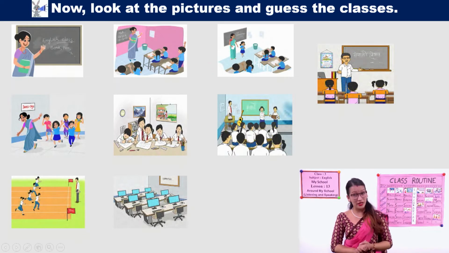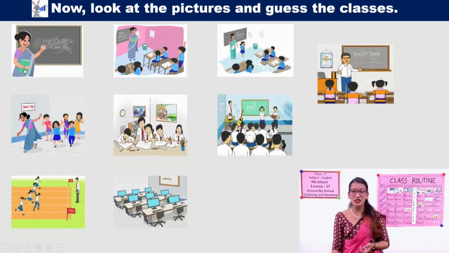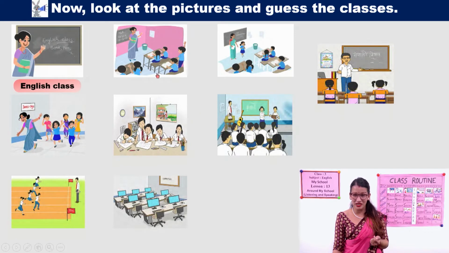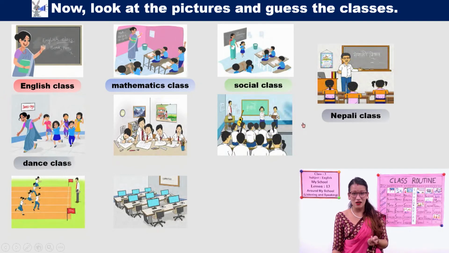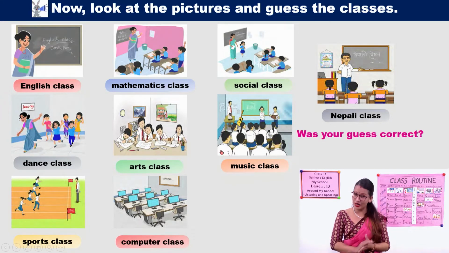Okay, now your turn to guess the classes. Okay? Look at the pictures. Can you guess the classes? Can you guess which class this is? Can you tell me the name? Okay. Can you tell me the name of this class now? And? Okay, look at the answers. Look at the names of the classes and think whether your guess was right or not, okay? Okay, was your guess correct? Did your guess turn out correct?